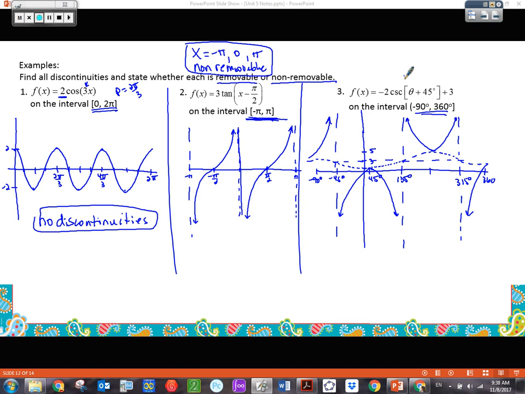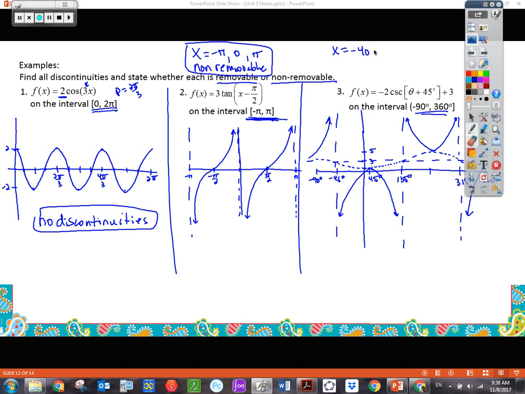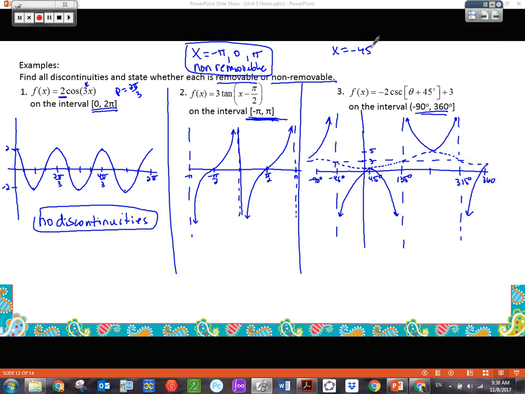So now I need to just put, so I don't have any asymptote action out here by the -90 or the 360. I really just have these three to list. So this is discontinuous when x equals -45 degrees, and then at 135 degrees, and then at 315 degrees. And are these removable or non-removable? Non-removable, non-removable.